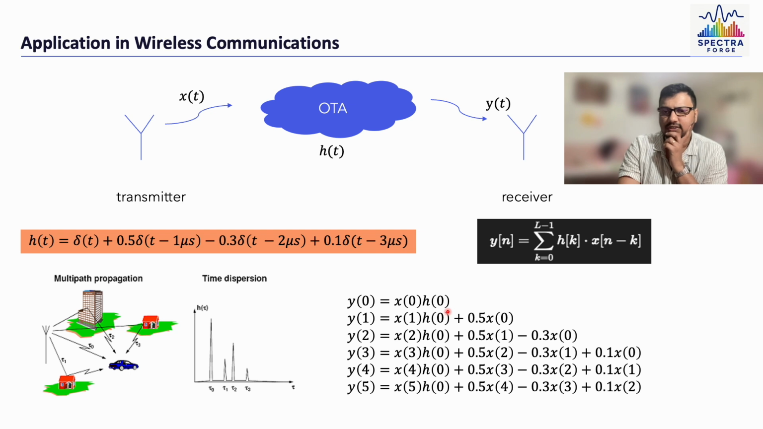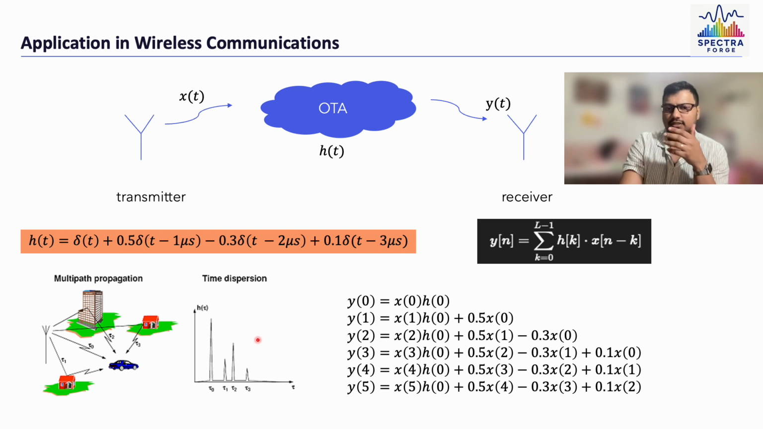The h of 0 is basically the delta of t. That's what I wrote here. So h of 0 corresponds to the first step. So the first sample will convolve with the first sample of the channel. And y of 1 will have the x of 1, the next new sample, times the first delay, which is delta of t, plus 0.5, which is because of this one.